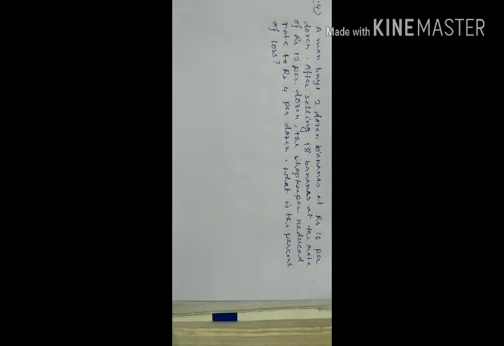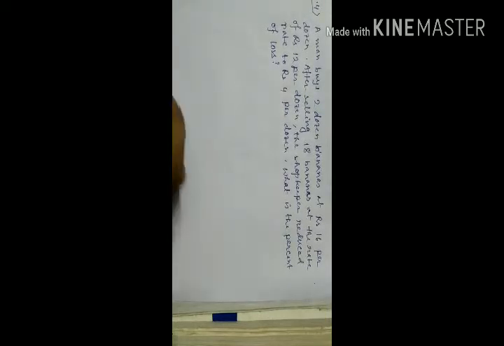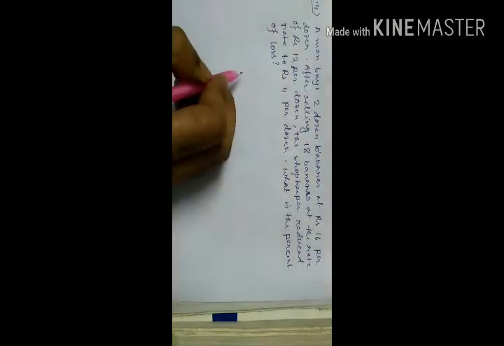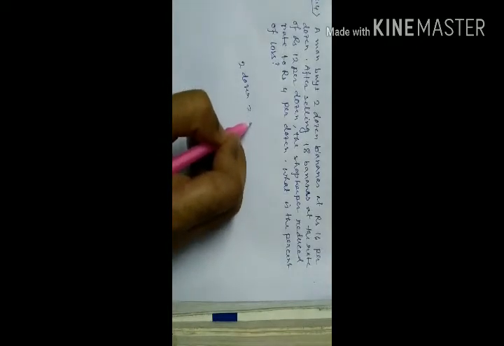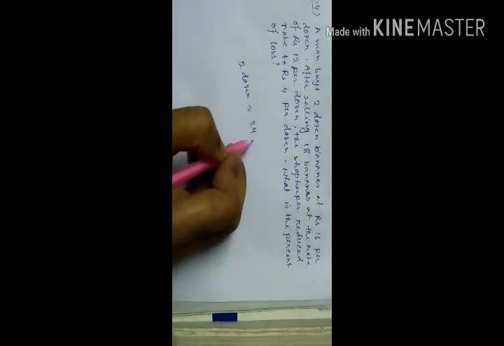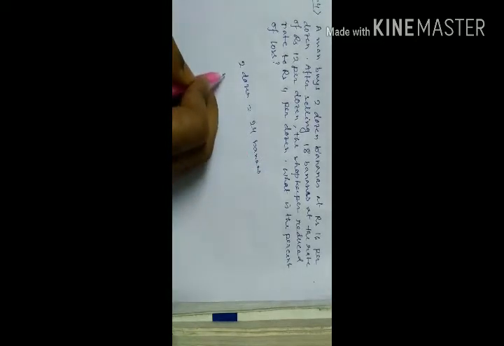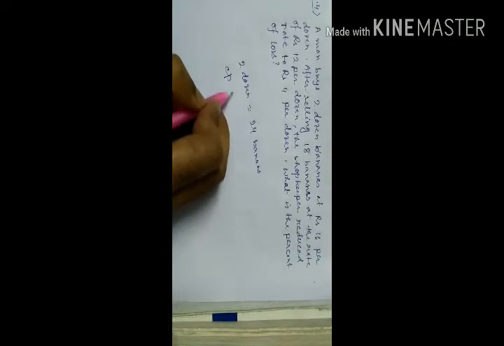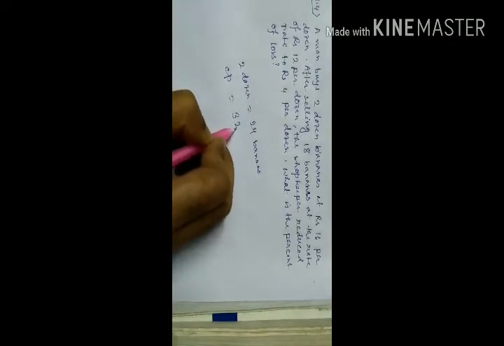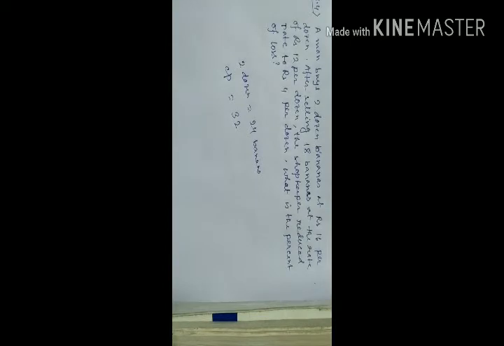At first we have seen that a man buys bananas. The cost price is rupees 16 per dozen, and that is the cost price of 2 dozen. 2 dozen equals 24 bananas, and the CP equals 32.